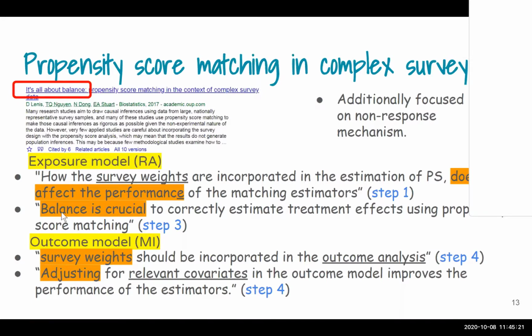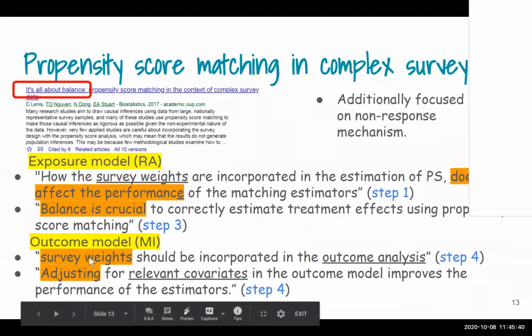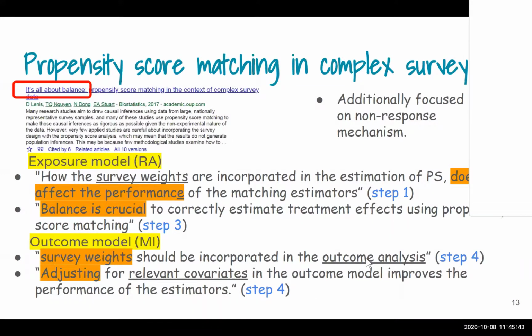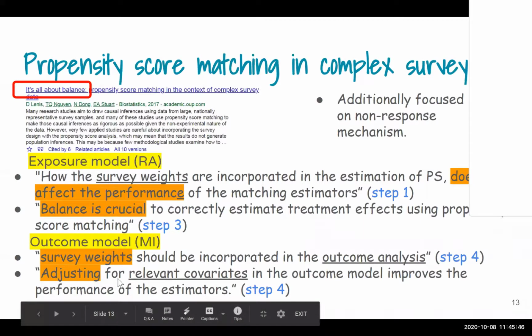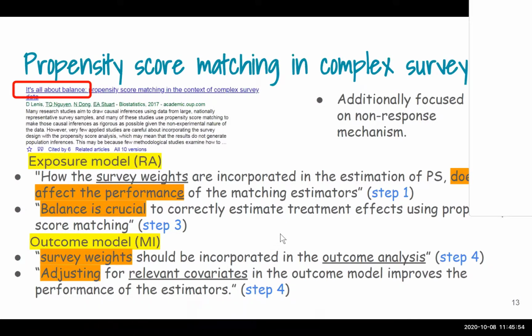The only thing that is crucial is the balance. So the assessments we talked about earlier are the most important thing here. It does not matter whether you included weights or not in the propensity score estimation, in the exposure modeling in step 1. But it is absolutely important that we incorporate the survey features in the outcome analysis. And of course, just like any propensity score model, if you are including any covariates that are relevant to the outcome, that will improve the performance of the estimator. They have additionally talked about non-response and things like that. We are not going to cover that part in this.